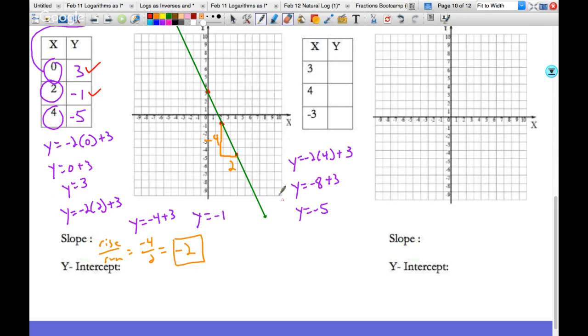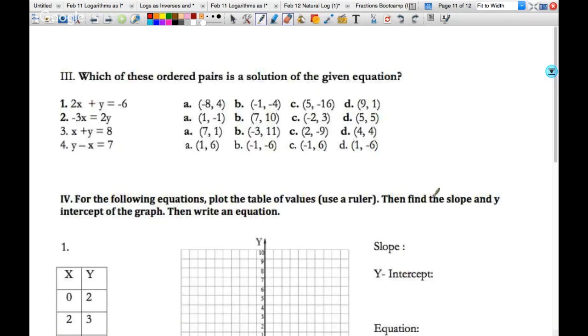Y-intercept, that's where this line crosses the y-axis. You can see right there it crosses at what looks to be 3. Check the table. Yes, it is a 3. Y-intercept is 3. All right.